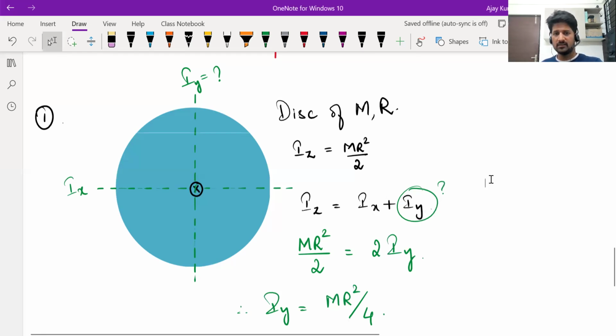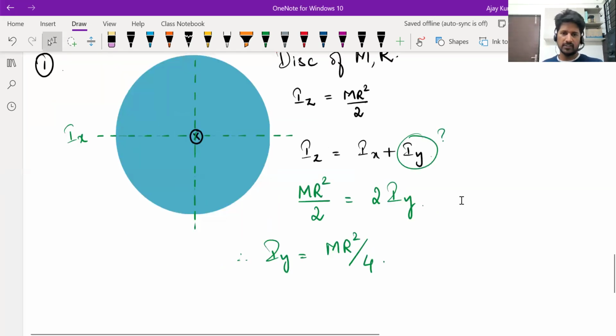How did we prove this? We used the perpendicular axis theorem. For a disk about its own axis, we already derived using integration that it was mr square by 2. We made use of that result and applied the perpendicular axis theorem to derive this one.